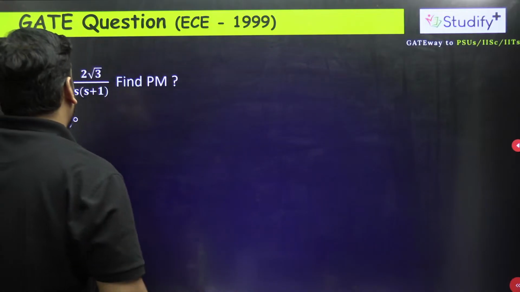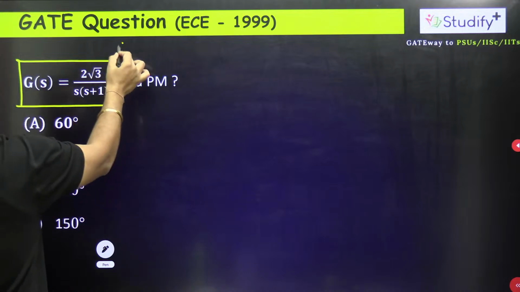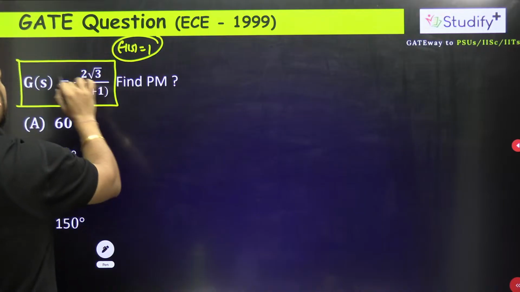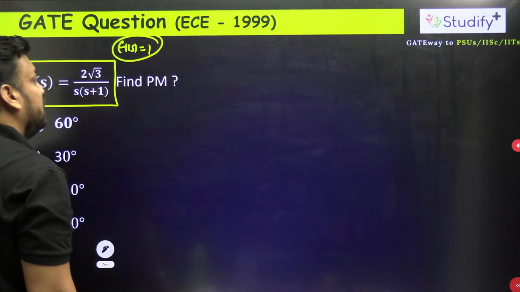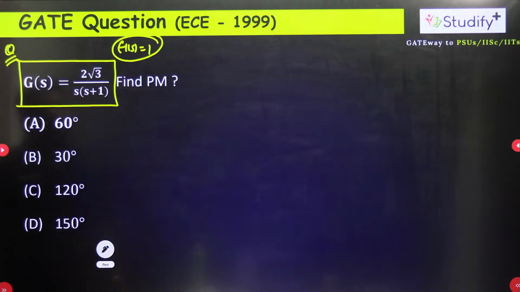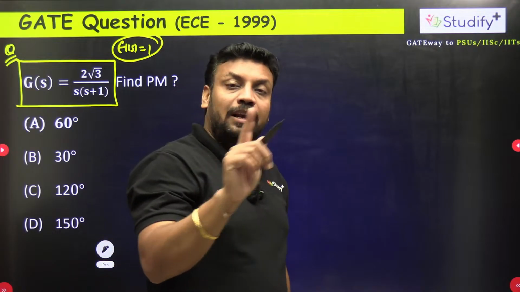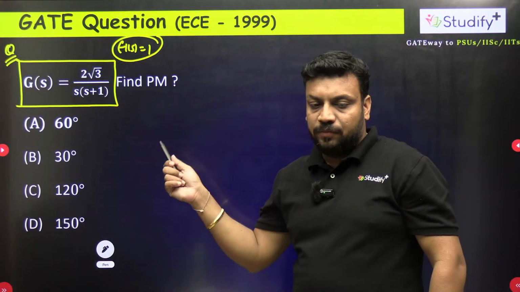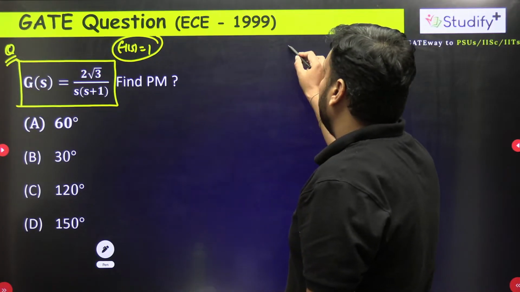So students, this is all about this derivation for the second order system. Now for this question, the open loop transfer function is given to us, H(s) is a unity feedback system, and we have to find the phase margin. Here I am just providing the given data. This is a GATE question of 1999. Now students, if I ask you about the gain margin for this question, can you please tell me what the gain margin is and what omega PC is?